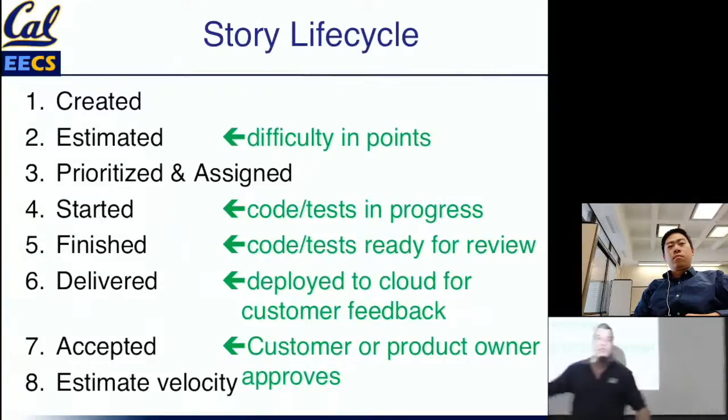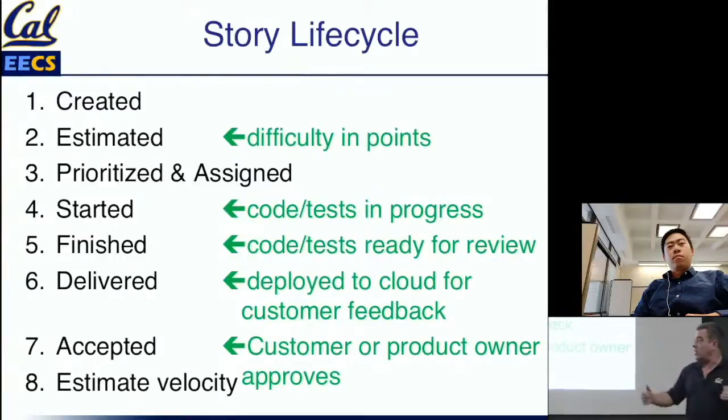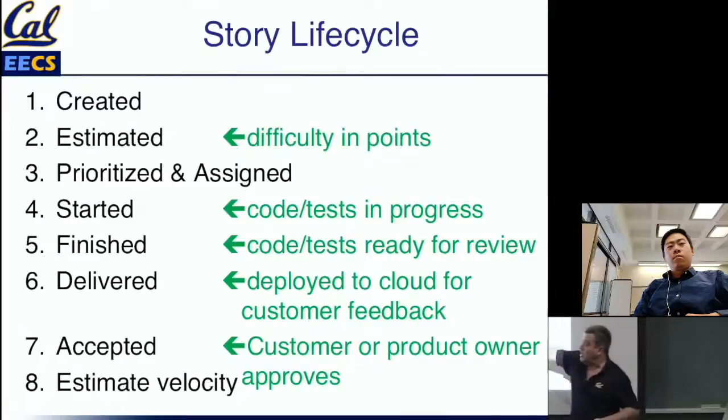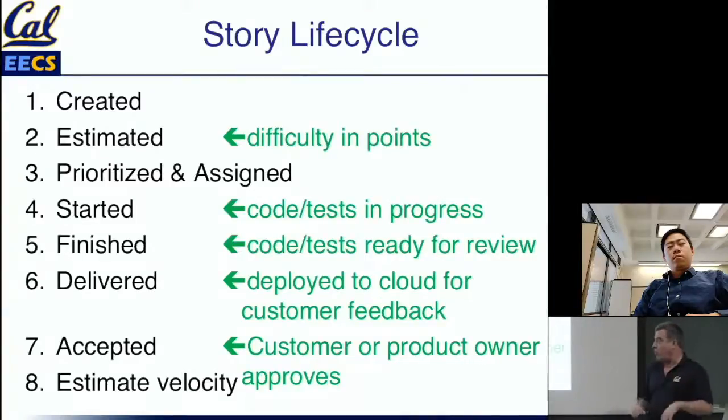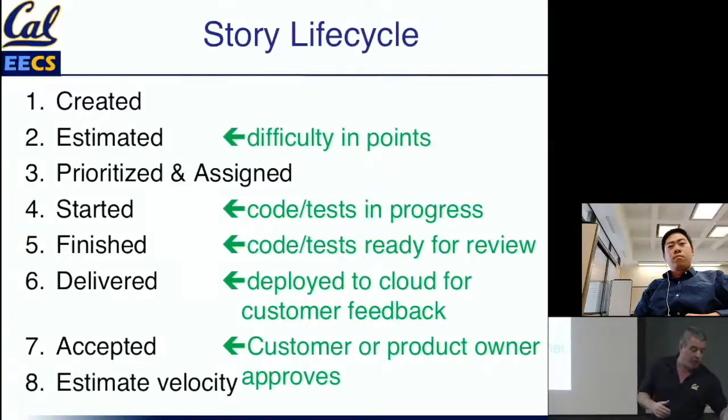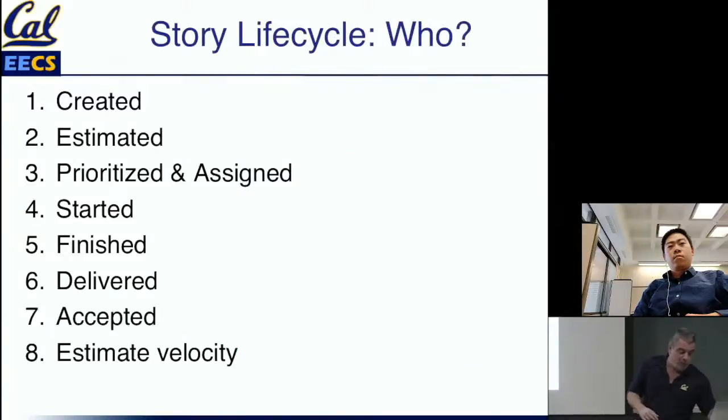And finally, estimating velocity is, at the end of every iteration, how many stories have gone from step 1, created, through step 7, accepted. The number of points of all of those stories is basically your instantaneous velocity for that iteration. And Tracker automatically calculates that and also sort of smooths out the average over 3 or 4 iterations of the project. Who does each of these things?